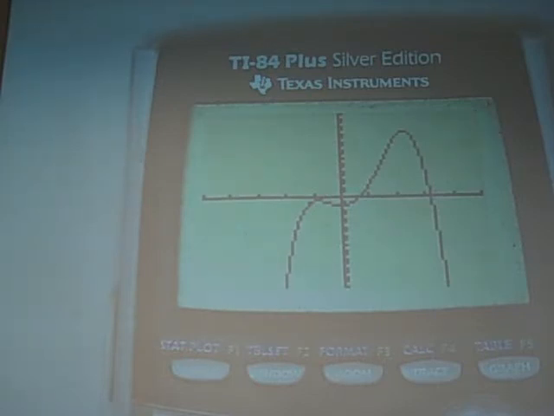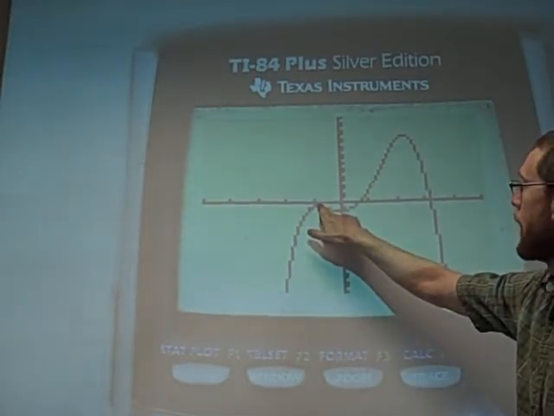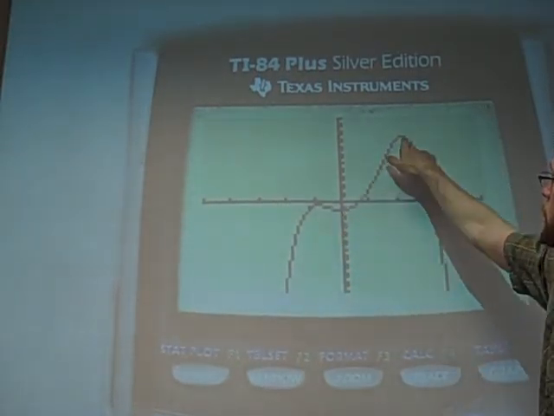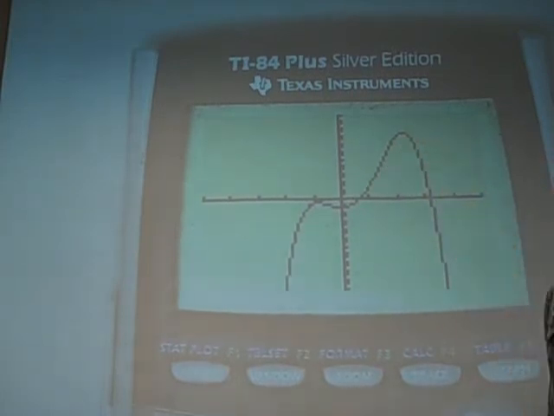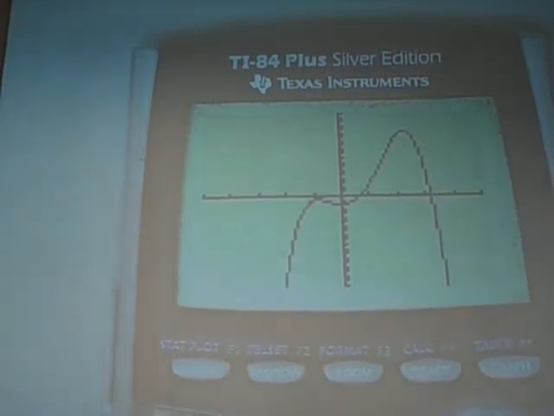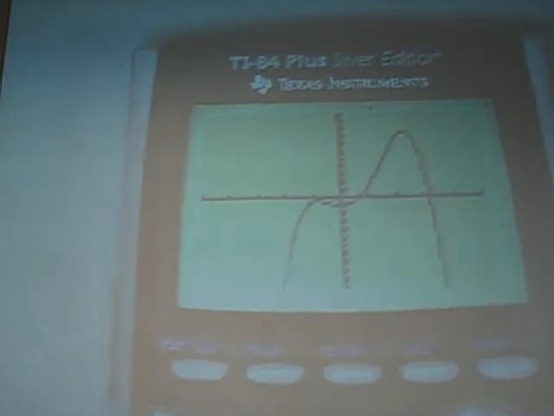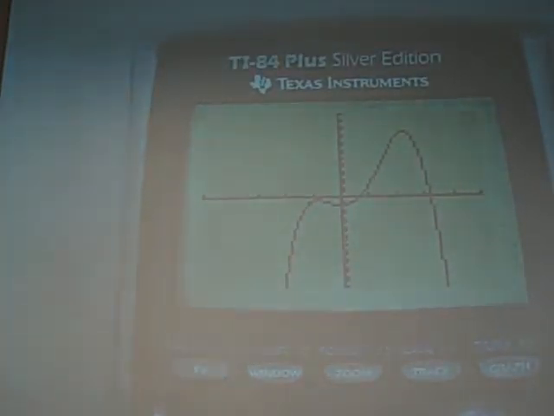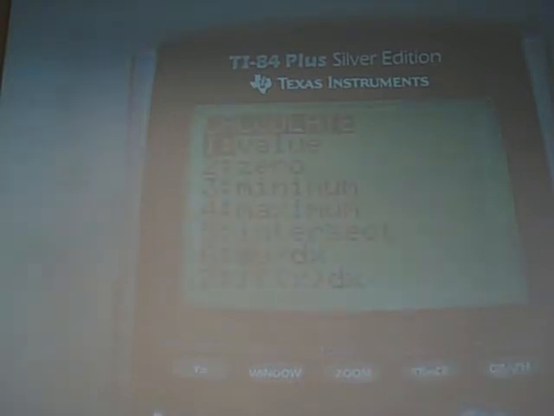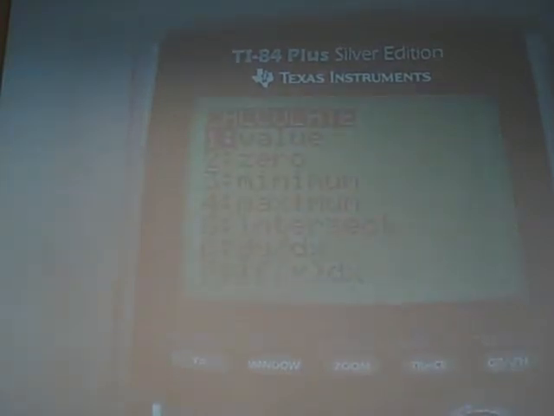And so if we take a look at the graph of this function, it looks like there's a local max here, a local min here, and a local max here. And this actually might be a global one as well. But to go ahead and find those, recall what we do. So we go in that calculate menu and find minimum. Give it a left bound and a right bound and a guess.